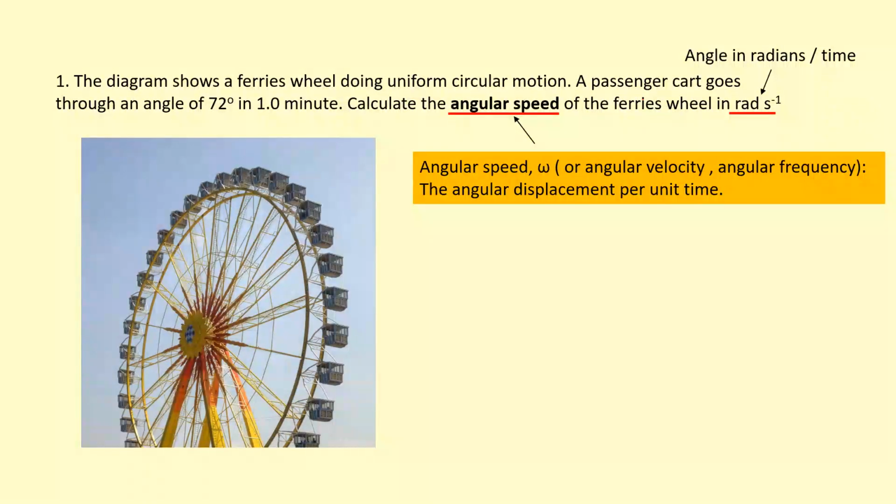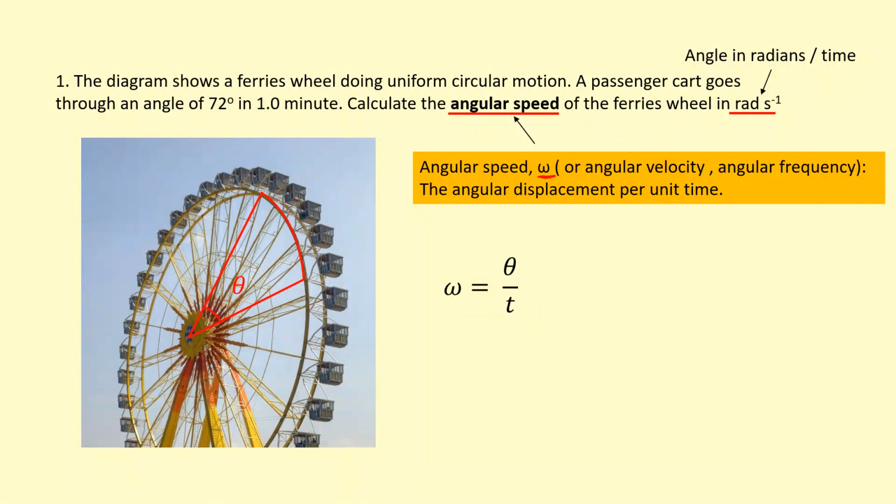Angular speed is given this symbol here, omega. It looks like a W, but it's actually a lowercase omega. And sometimes angular speed is referred to as angular velocity or angular frequency. Okay, but still measured in radians per second. So in this case, it's turning through 70 degrees in 1 minute. So we're going to have turned that angle.